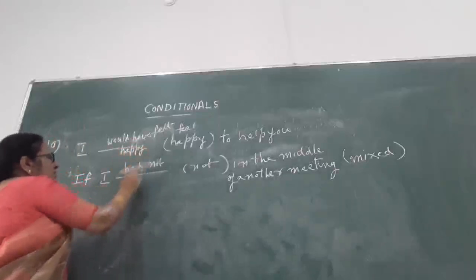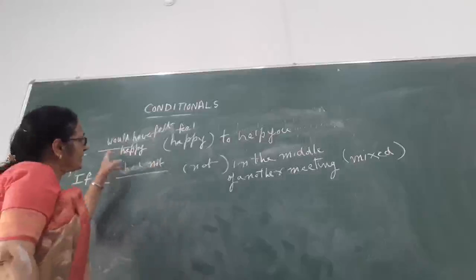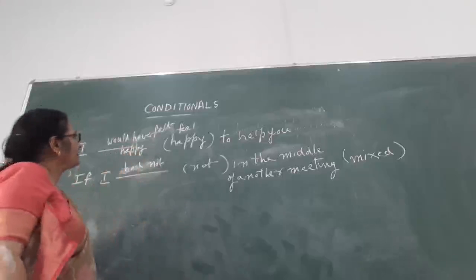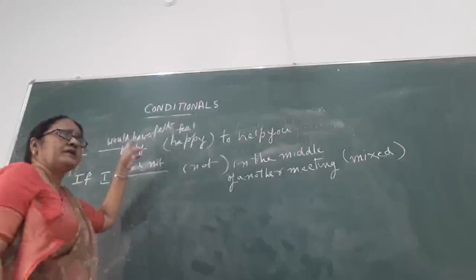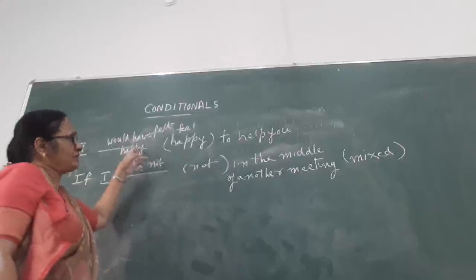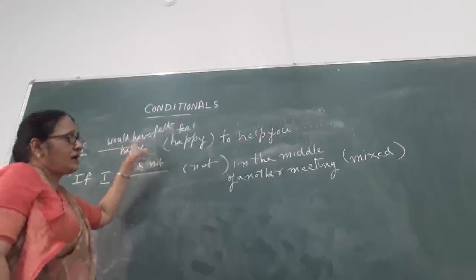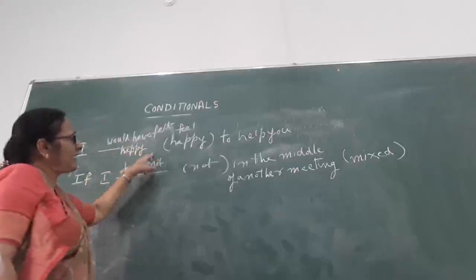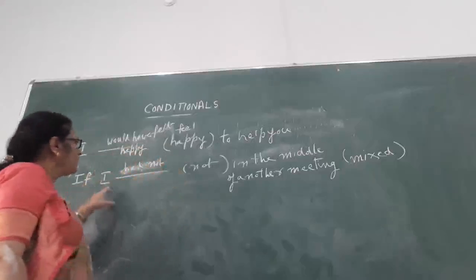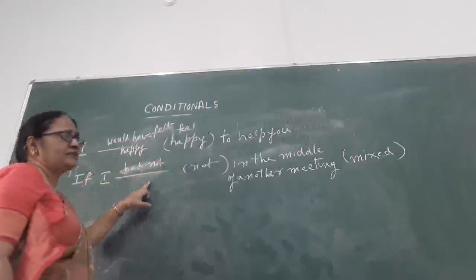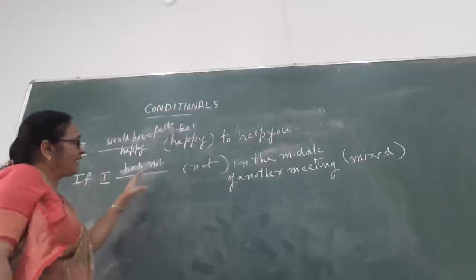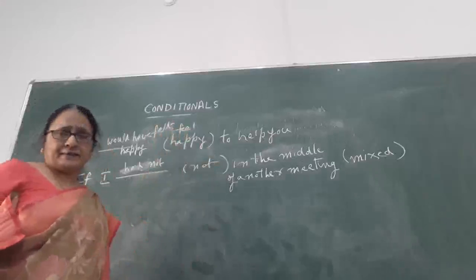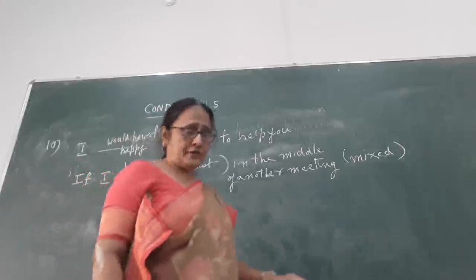This is the main clause. In the mixed conditional, the main clause will have would plus have plus V3, or sometimes even would plus V1 also comes. I would feel happy, you can also write, or I would have felt happy. So I would have felt happy to help you if, again, the if condition will be in past perfect: if I had not been in the middle of another meeting. So now I hope you have understood.